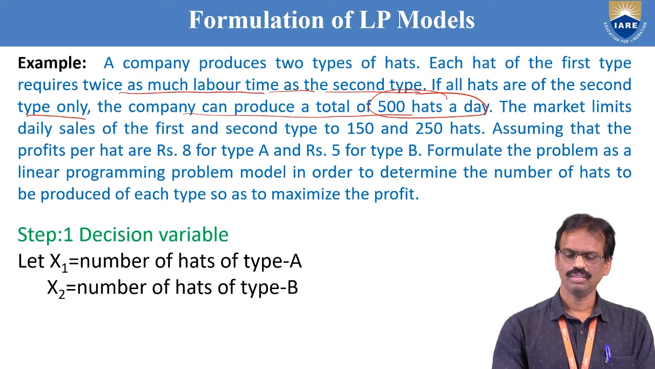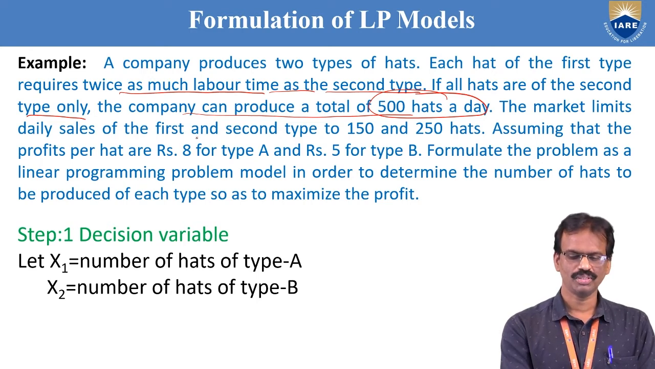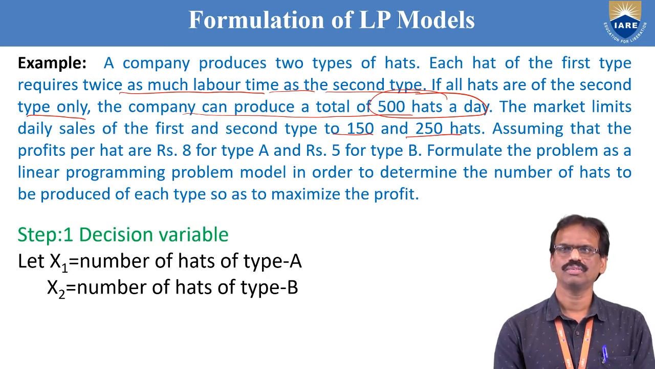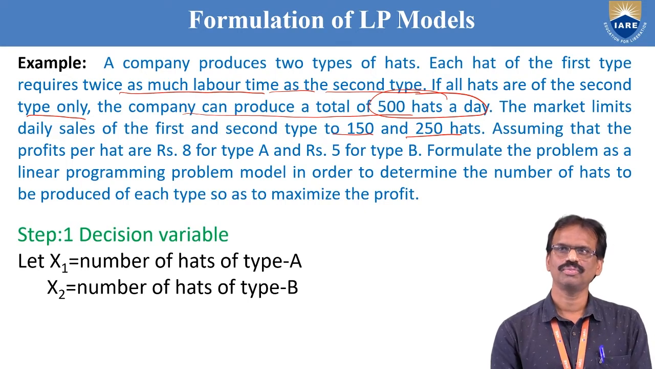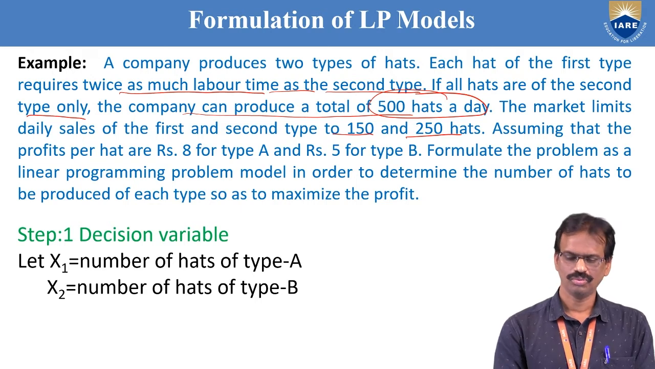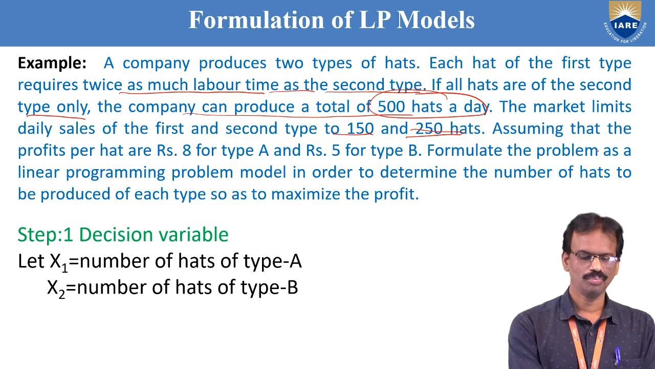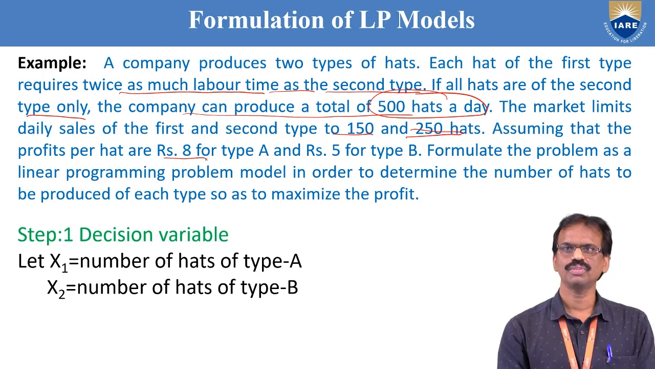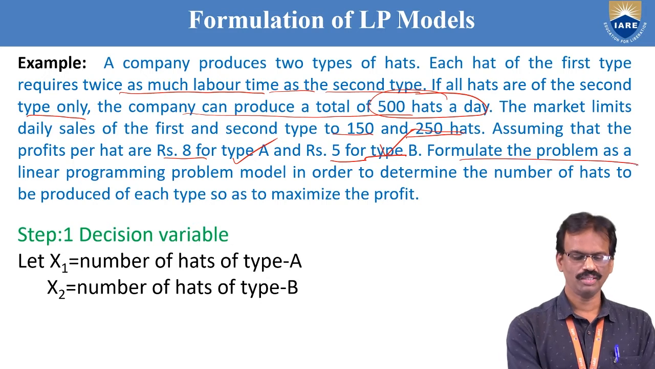Next, the market limits daily sales of the first and second types. So these are the constraints: 150 hats of type 1 you can manufacture, and up to 250 of hat 2. Next, assuming that the profit per hat is 8 rupees for type A and 5 rupees for type B, formulate the problem as an LP problem.